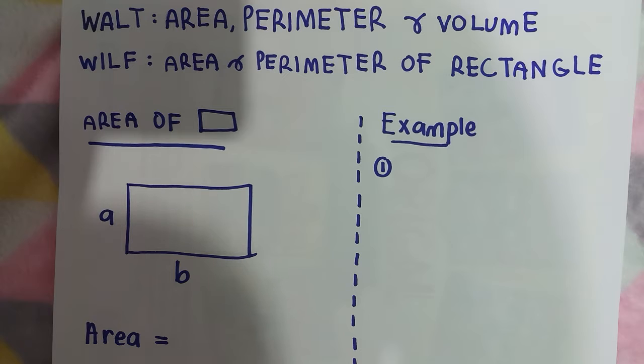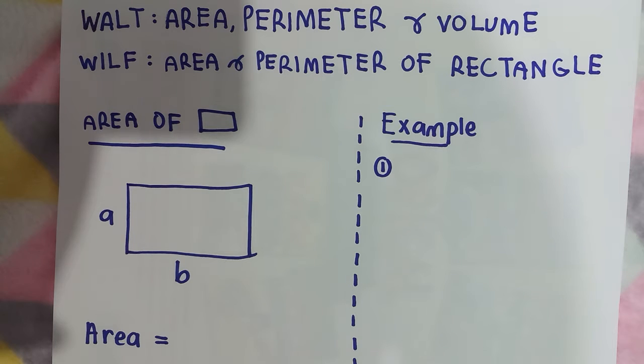Okay, so today we will proceed with our lesson. The topic for this lesson is area, perimeter and volume, and this part is area and perimeter of a rectangle. So we focus on rectangle first, okay? In this video, I will show you how to find the area of a rectangle.